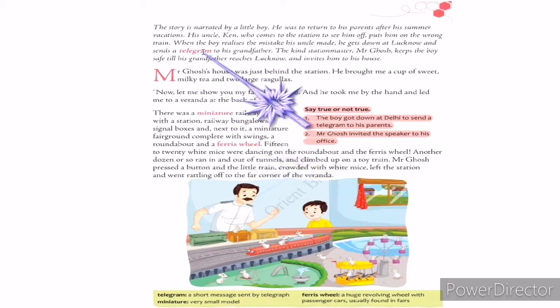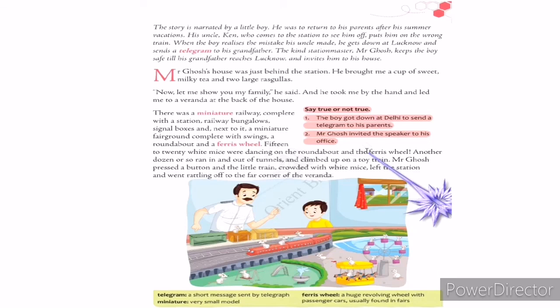See here, telegram. I told you already the meaning, I will just repeat it again. A short message sent by telegraph. Now the next new word is miniature. Very small model. Now the third one is Ferris wheel. That is a huge revolving wheel with passenger cars usually found in fairs. This is the Ferris wheel, a huge revolving wheel with passenger cars usually found in fairs.